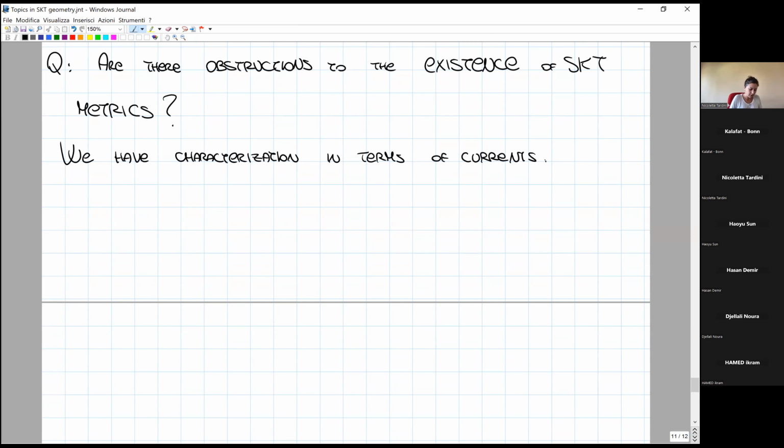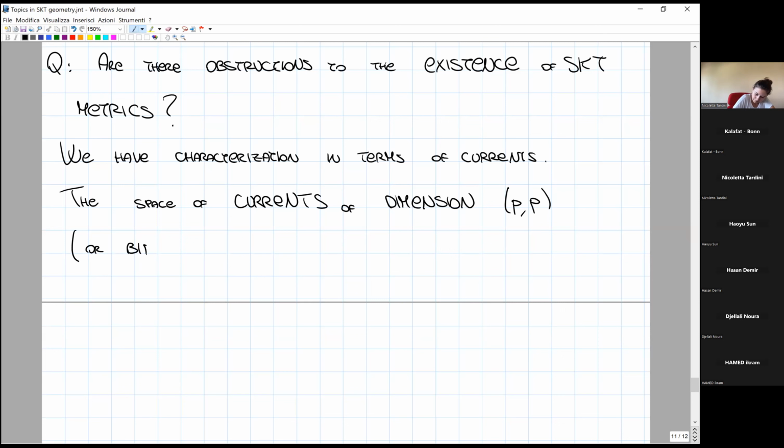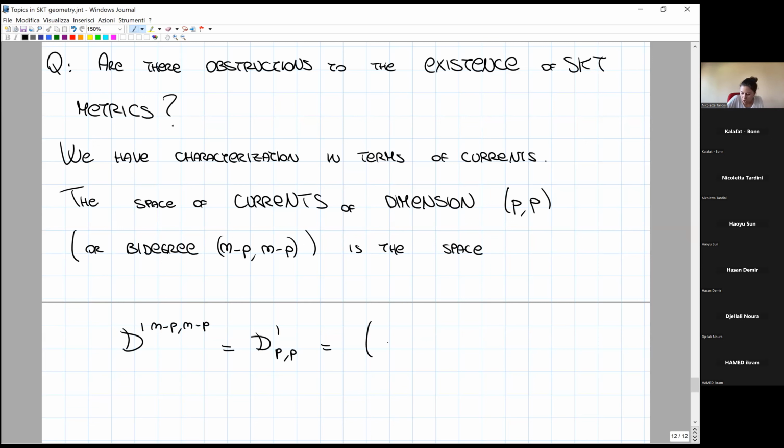So what is the space of currents? So the space of currents of dimension P or bidegree N minus P is the space, let me call this D prime N minus P for the bidegree, or D prime P for the bidimension, is the topological dual of P,P forms on the manifold with compact support. Okay, so this stands for the topological dual.